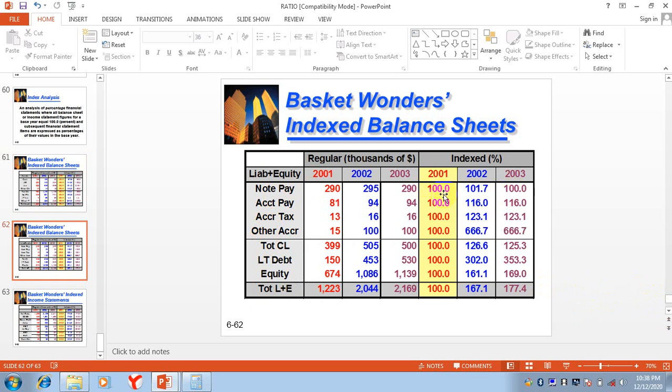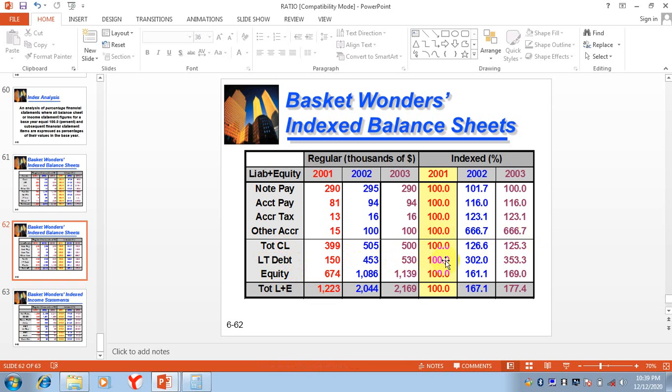Then liabilities, so note payable, there is no increase. Account payable, there is an increase of 16%. Taxes increase. Other accrued, so we will analyze this total current liabilities. So there is an increase of 26% in our total current liabilities. Total current liabilities, this is basically for purchase of the inventory, when the company is purchasing something from their suppliers. So there is an increase, which is a good sign that you are purchasing things, inventory, on credit.